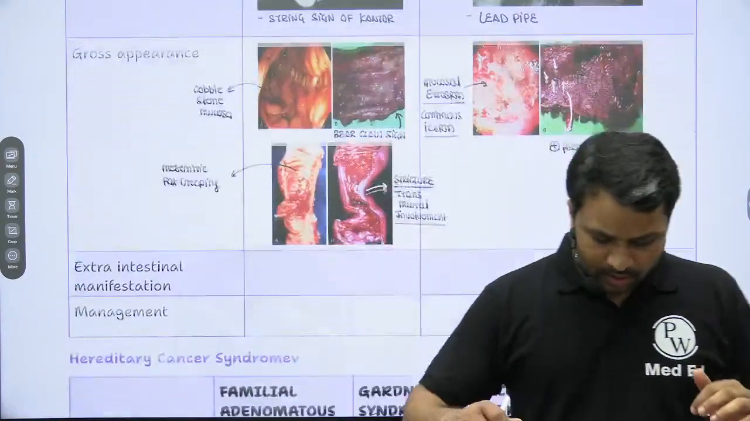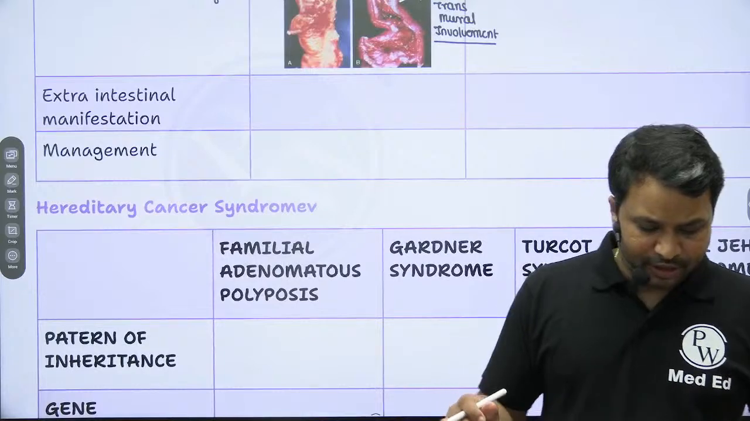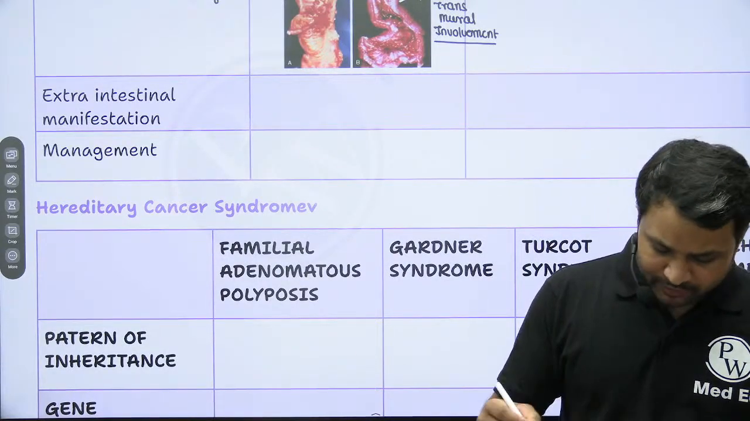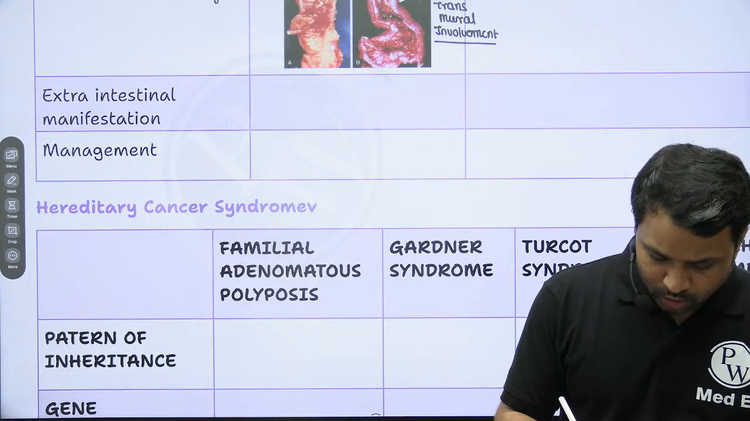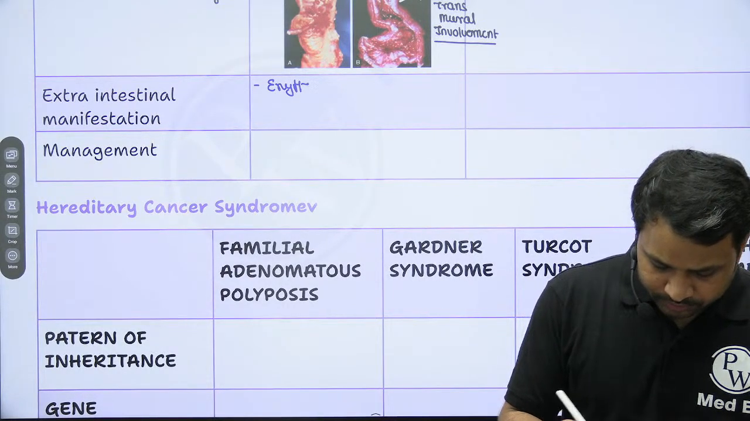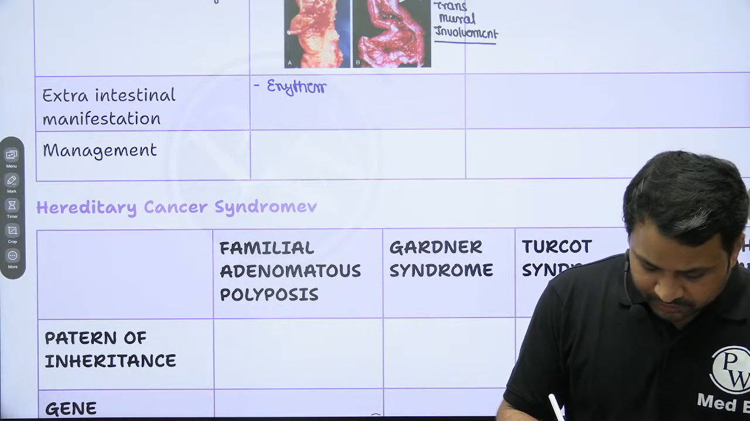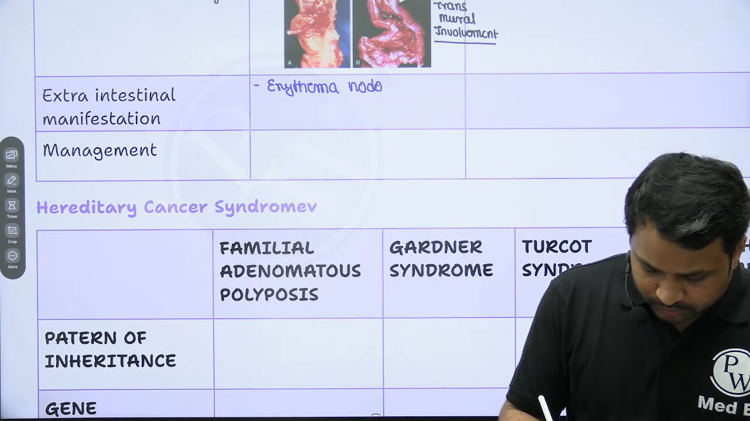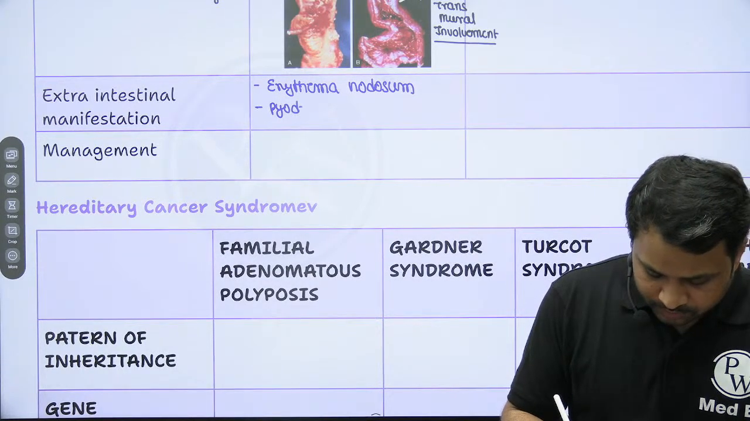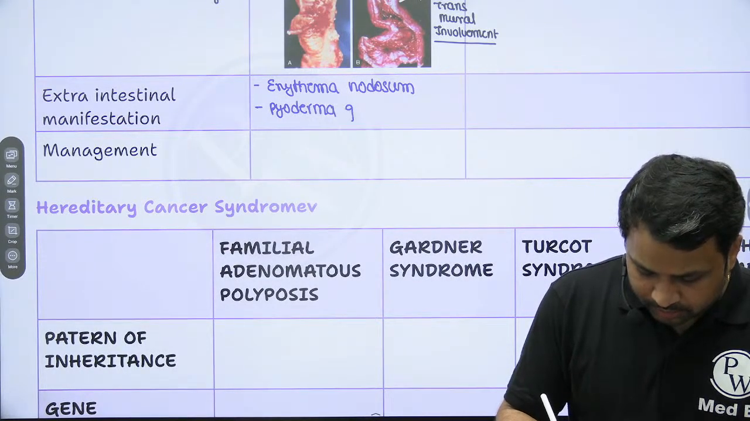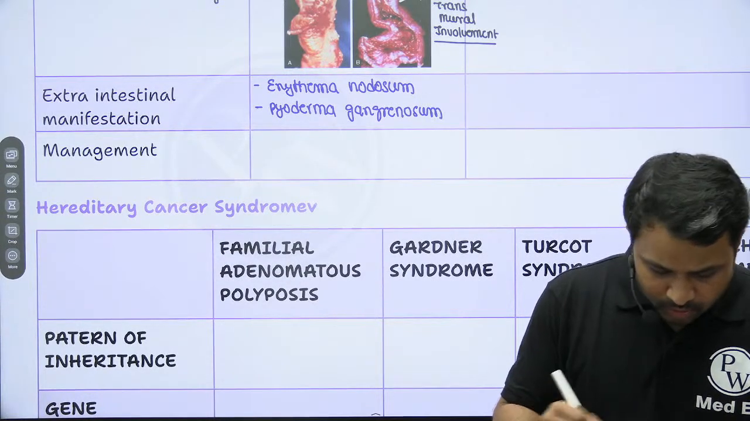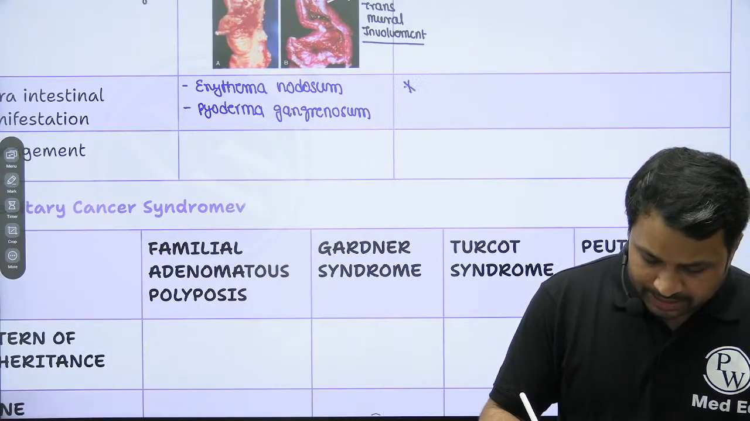Okay? Now, what are the extraintestinal manifestations? When you talk about extraintestinal manifestations, you have them in both, but when you talk about Crohn's disease, it is the erythema nodosum, which is most common. Another extraintestinal manifestation is pyoderma gangrenosum. When it comes down to ulcerative colitis, it is sacroiliitis.